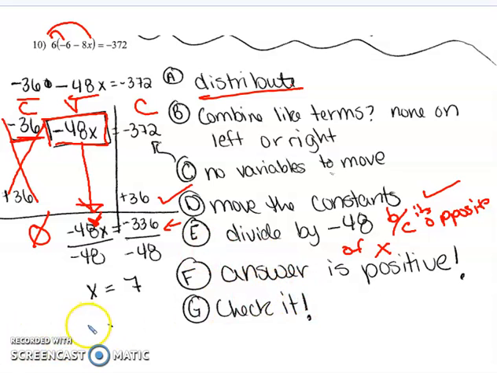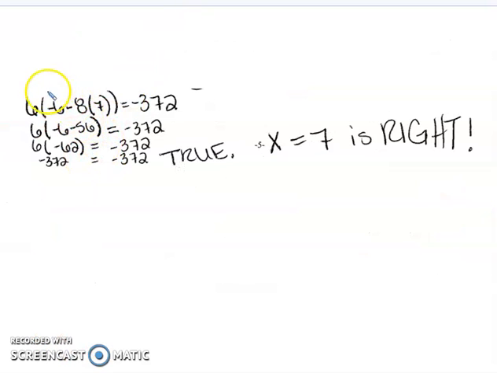Okay, check the answer. 6 times negative 6. Let me actually go to the next page here. I actually moved it. 6 times negative 6 minus 8 times 7 equals negative 372. So you can see, I know a lot of people struggle with this on what step to do. When you have all these parentheses like this, we're going to work from the inside out.